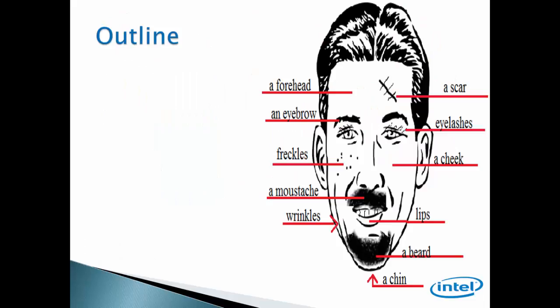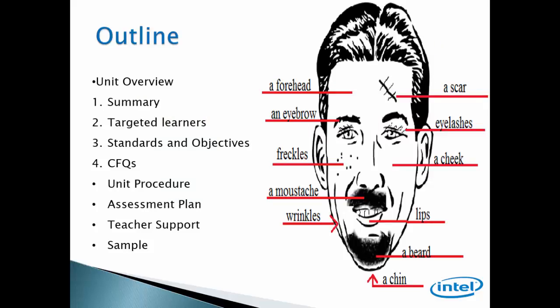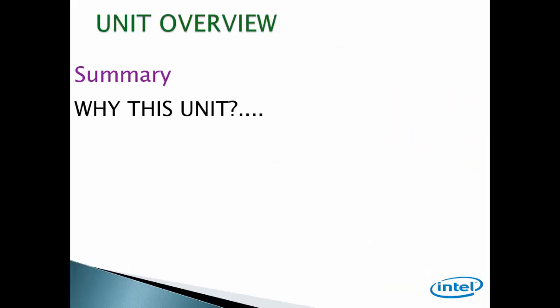Workbook. My talk will contain these main points. First, I talk about the unit overview, including summary, targeted learners, standard and objectives. Also about the curriculum framing questions. Next, I'll give a brief instruction about the unit procedures, assessment plan, teacher support, and finally the sample. So let's start with the unit overview.